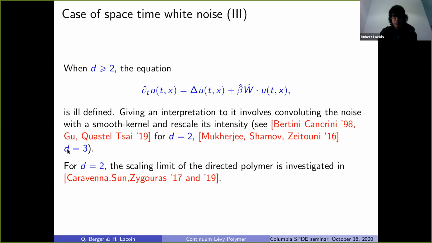in dimension 3, but dimension 3 is very different from dimension 2 here. And in this case, it's believed that in dimension 2, the scaling limit of the directed polymer should be given by this scaling limit of the stochastic heat equation. Okay, so the solution of this ill-posed equation, but this is really something different because in dimension 1, the solution really exists in the classical sense, and this is also what we will deal with today when we talk about Lévy white noise.